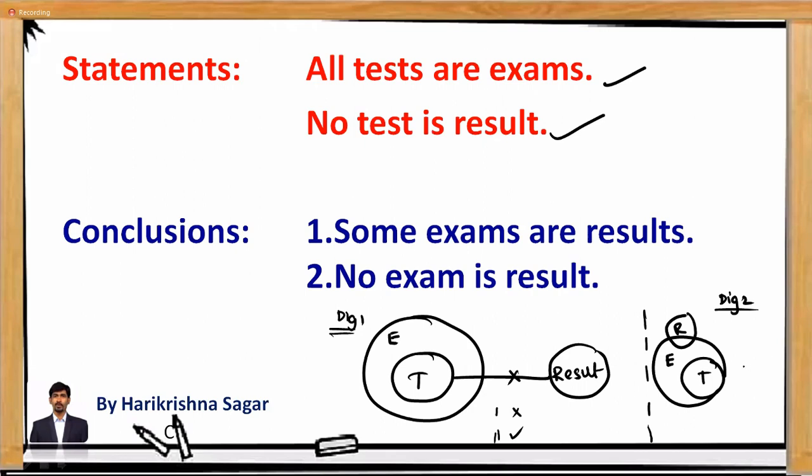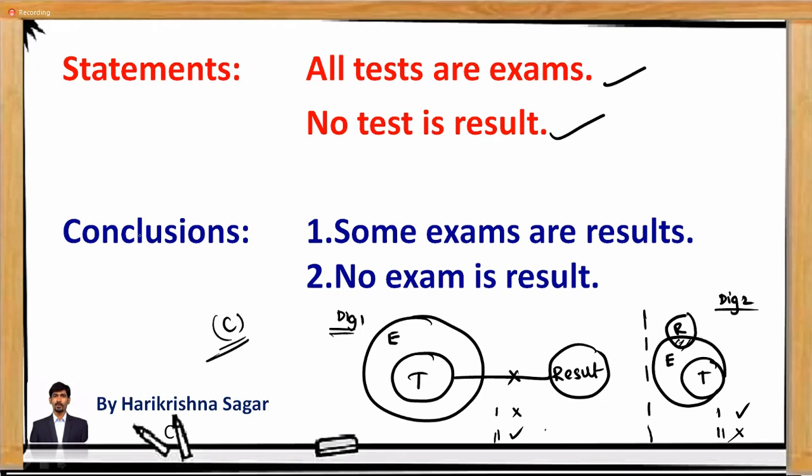Look at the second diagram. As per the second diagram, some exams are results. Is that a correct conclusion? Yes, the first one is correct. And no exam is a result, meaning no exam and result have an overlap. This is wrong. So using diagram 1, conclusion 2 follows, and diagram 2, conclusion 1 follows. That's the reason we can mark the answer choice as either 1 or 2 follows.